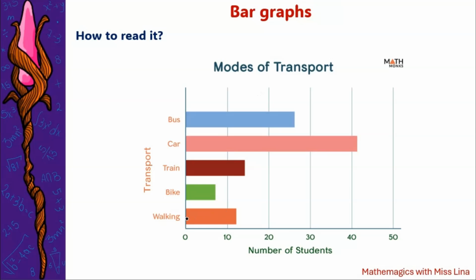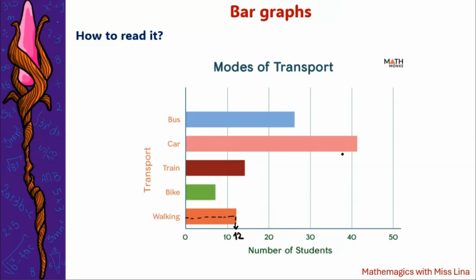In this case, we do something similar. For example, let's see how many people go walking. So it's going to be around 12 people because it's between 10 and 20, but it's closer to 10. So around 12 people go walking. Same thing with the other bars.